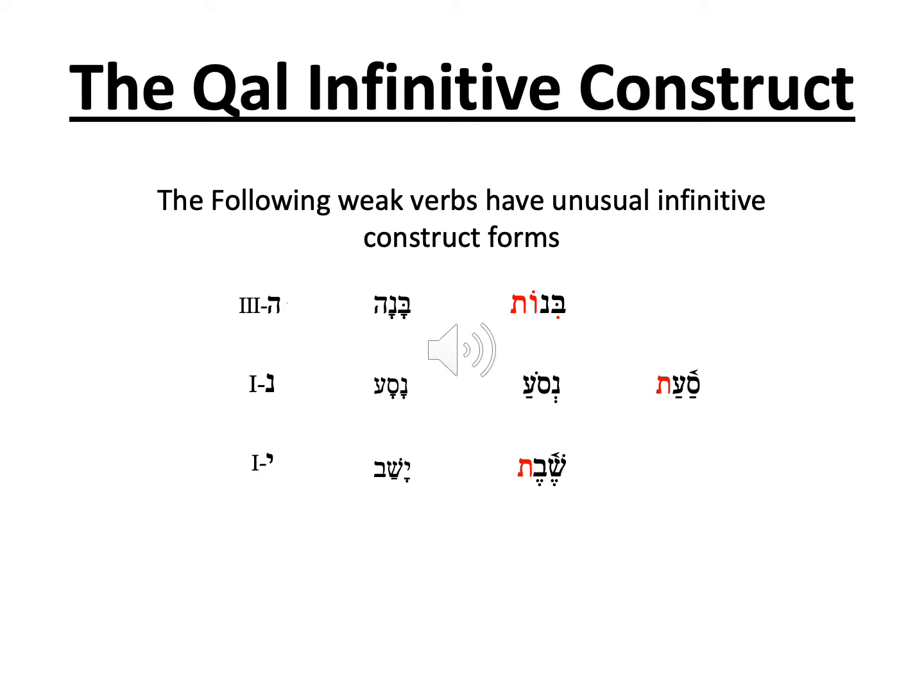And a tav is found at the end of the verb. These two look very similar to segolates, and indeed this is a segolate form, with the emphasis on the first syllable and two short vowels. The majority of other weak verbs and strong verbs will follow the typical pattern of qatol.